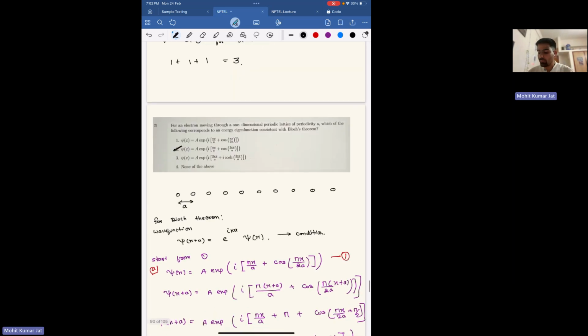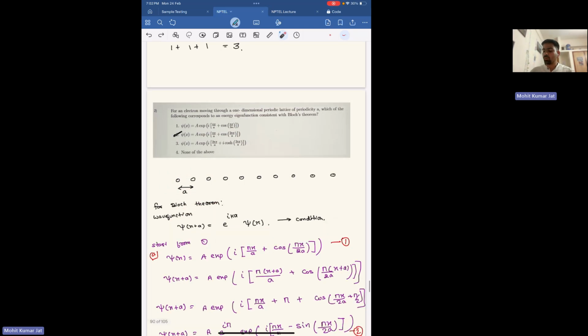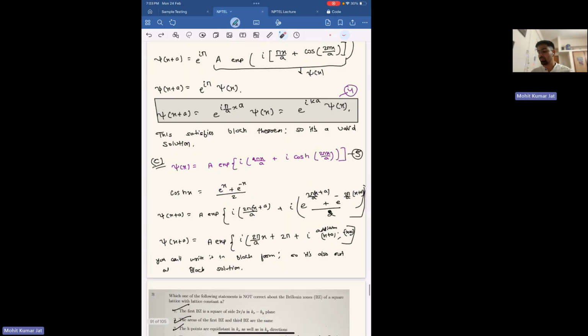The second one is for a lattice like this, a periodic lattice. The Bloch theorem says that psi(x plus a) will be equal to e to the power ika times psi(x). So we apply it on all the given functions, and we see that only the second wave function satisfies this condition. So this is the allowed eigenfunction for this kind of problem.